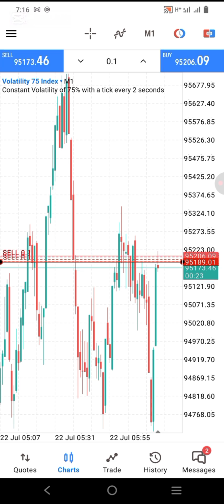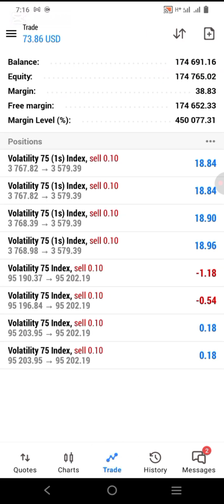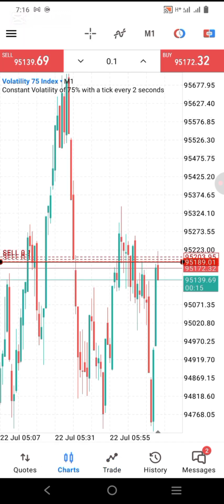The confirmation I got here was a rejection, a multiple rejection around that neckline which I marked. So if you see this trade, you can see that it is a pure rejection. The market rejected immediately. I entered this trade. So this is how I place my sniper entry as well.